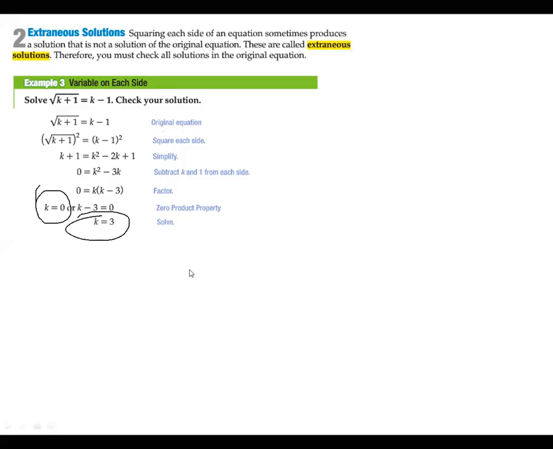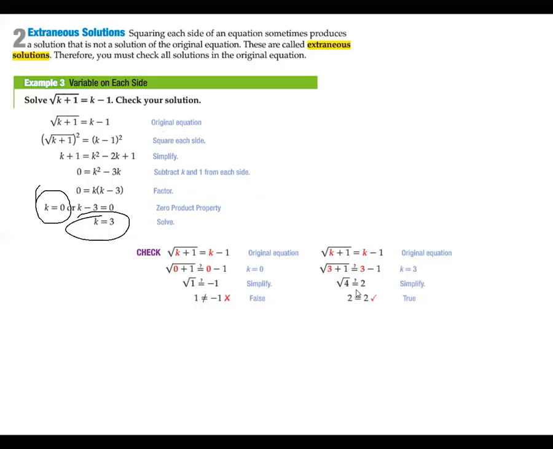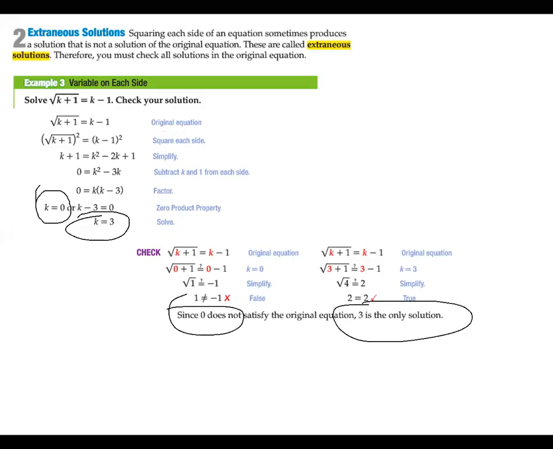Okay? So now I substitute both of those numbers to check in the original equation. I'm doing them both at the same time. If I substitute 0 in, I get square root of 1 equals negative 1. Well, that's not true. And if I substitute 3 in, I get square root of 4 equals 2. Well, that's true. So k equals 0 does not satisfy the original equation, and 3 is the only solution. You would say that 0 is an extraneous solution.